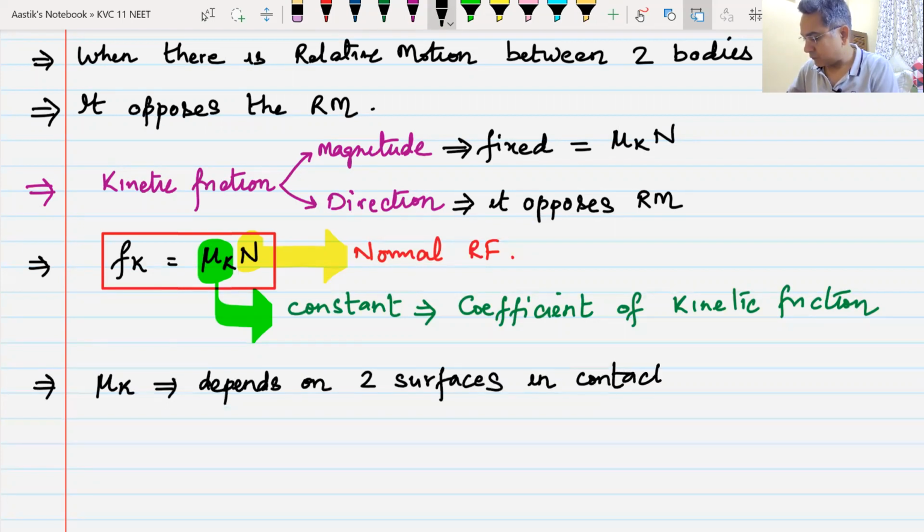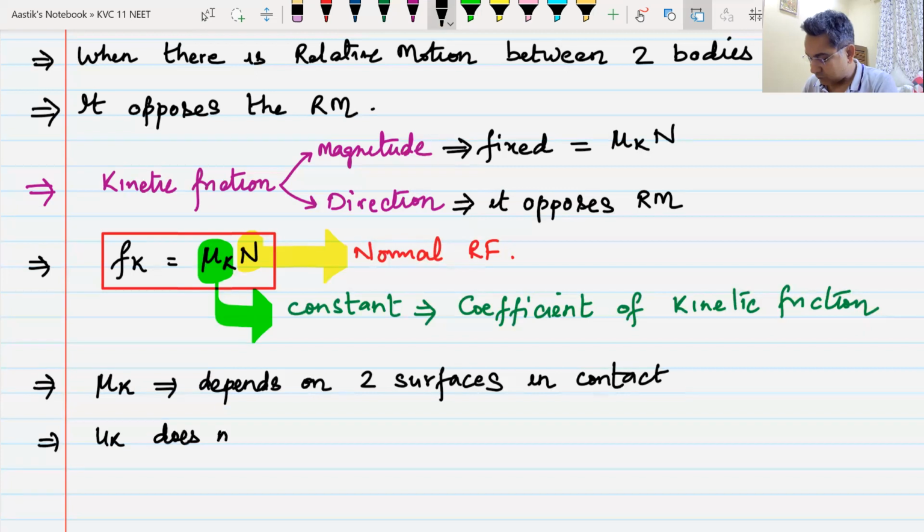Mu depends on the surfaces which are in contact. If you change the surfaces, then only mu will change. If you put some oil or lubricant, then the value of mu will change. Do we understand this? Mu k does not depend on the area of contact.